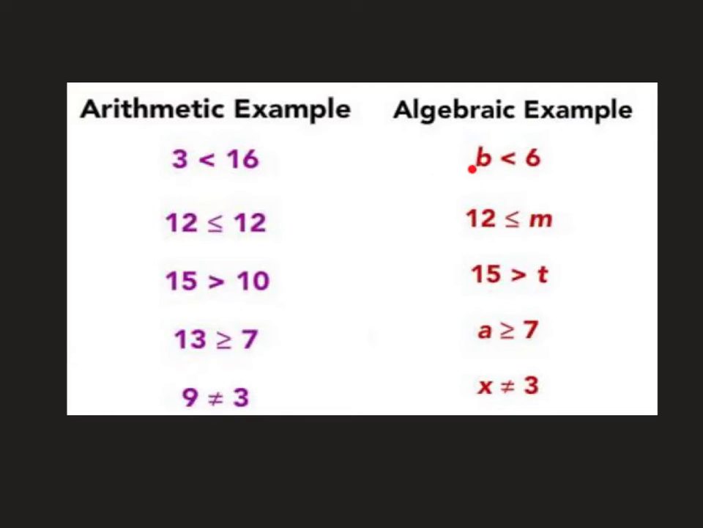In algebra, when we use variables, for example, here b can be any number that's less than 6. Or 12 is less than or equal to m, so m can be any number starting with 12 and going up. 15 is greater than t. That means that t has to be less than 15. And the last one I'll look at, whatever number this is, it does not equal 3. So it can be any number except for 3.